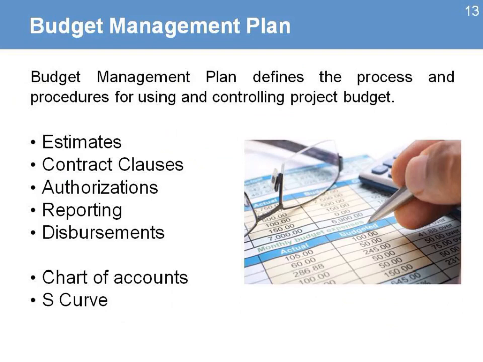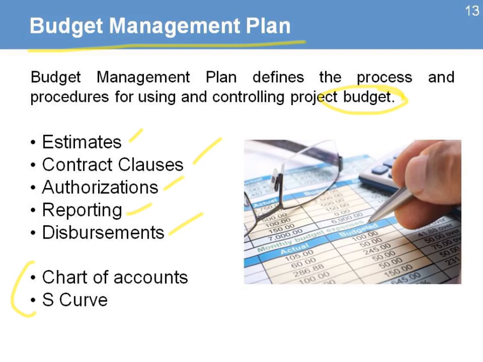The next plan is our budget management plan. That's when we're going to be looking at controlling our project budget. We know we have information about the estimates, the cost of each one of those activities. We also need to have information about contract clauses, the process and the levels of authorizations for any changes on the budget, reporting requirements, information about disbursements.